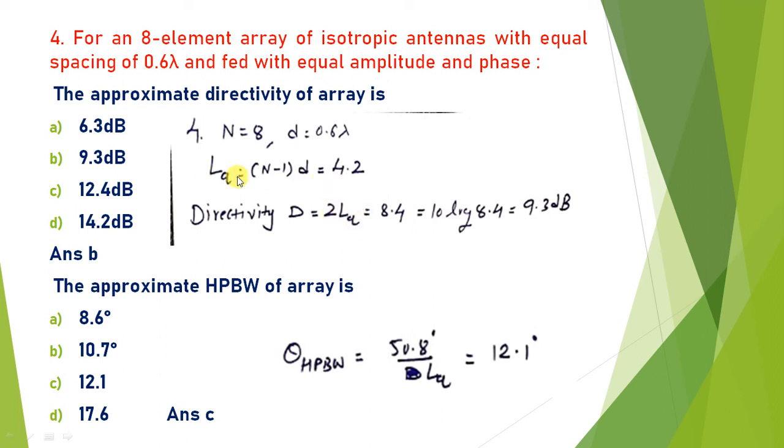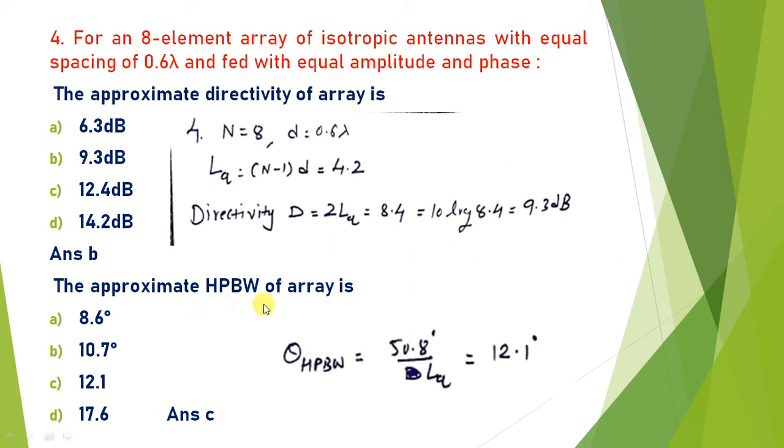So array length is equal to (n minus 1) multiplied by d, where n is the number of elements and d is the spacing between elements. So n is given as 8 and d is given as 0.6 lambda. If you put all these values, you will get L equal to 4.2. 4.2 multiplied by 2 gives you 8.4, and in dB it will give you 9.3 dB. So directivity is 9.3 dB. So the answer is B.